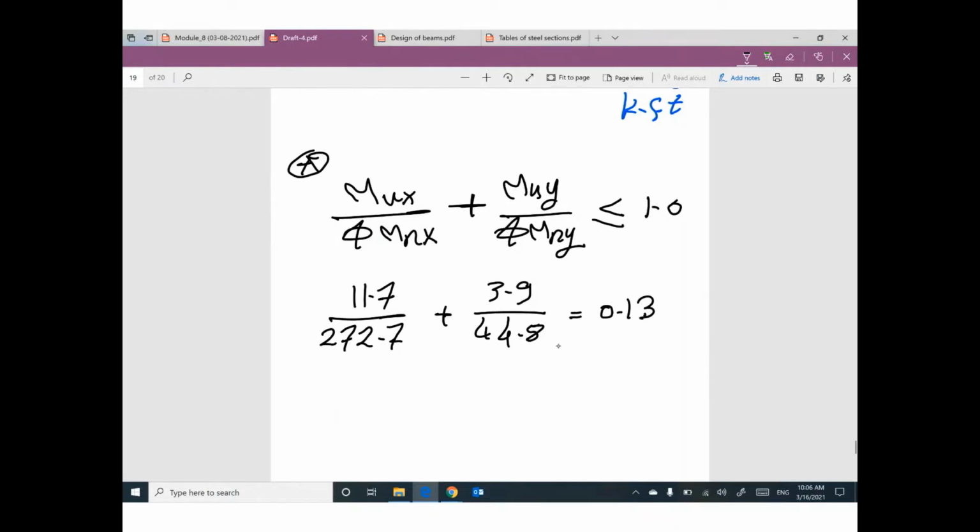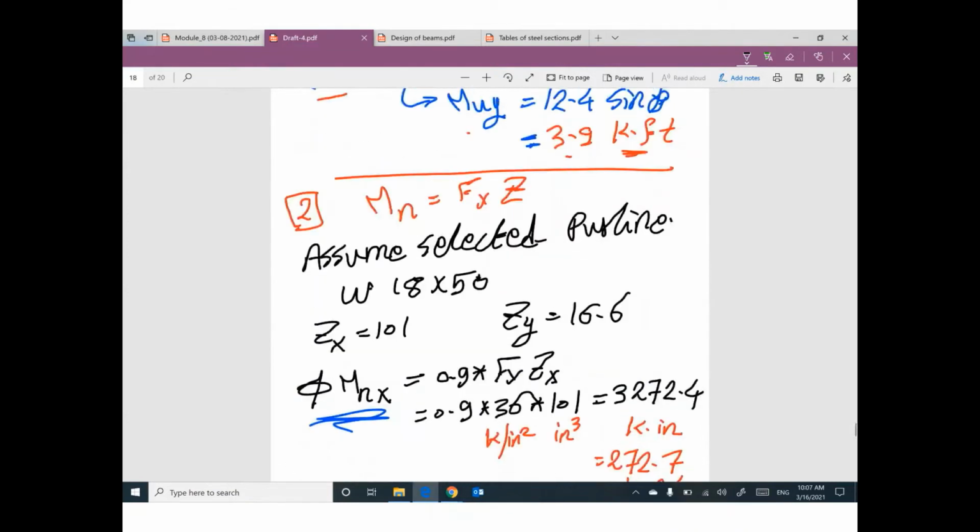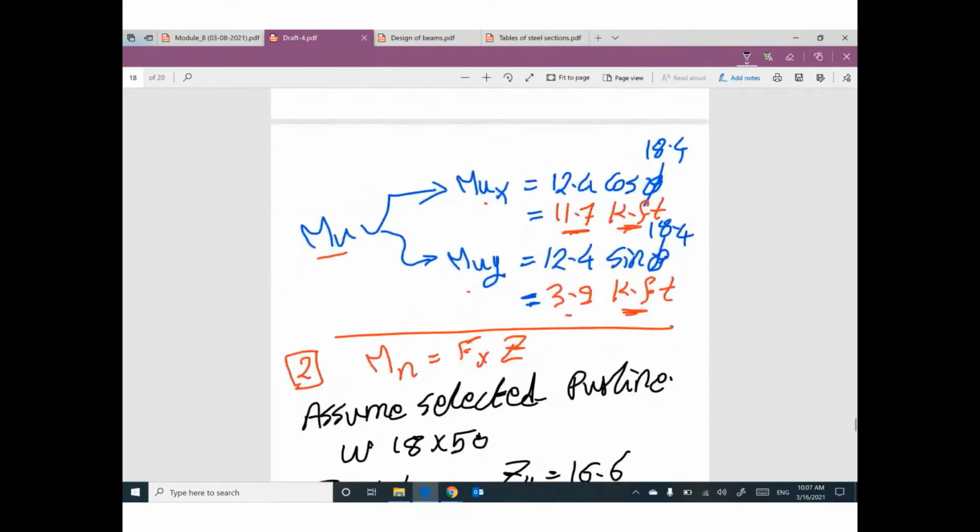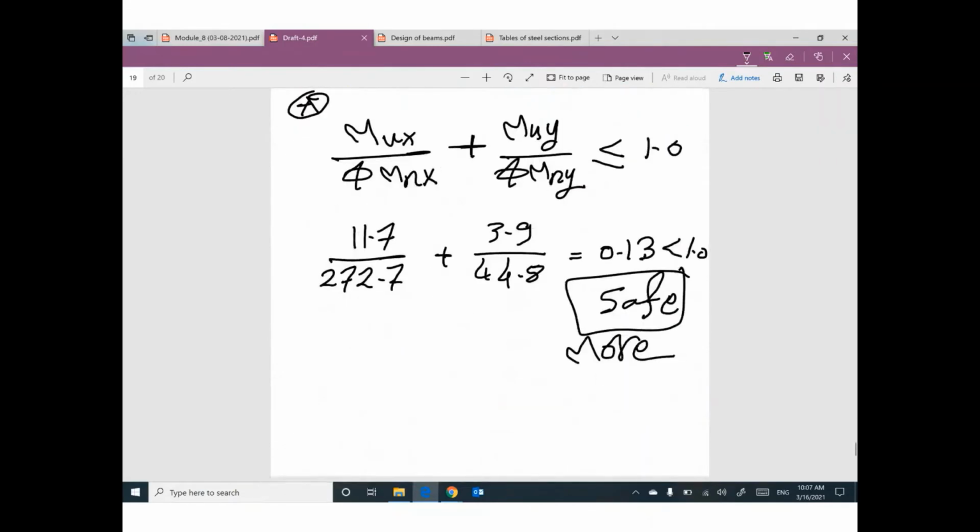Your conclusion, this number is smaller than 1, you are safe. Actually, you are more safe. And this choice is not economic. Do you know why? Because this number is very, very small. That means you are choosing a huge or bigger cross section. So try a smaller one.